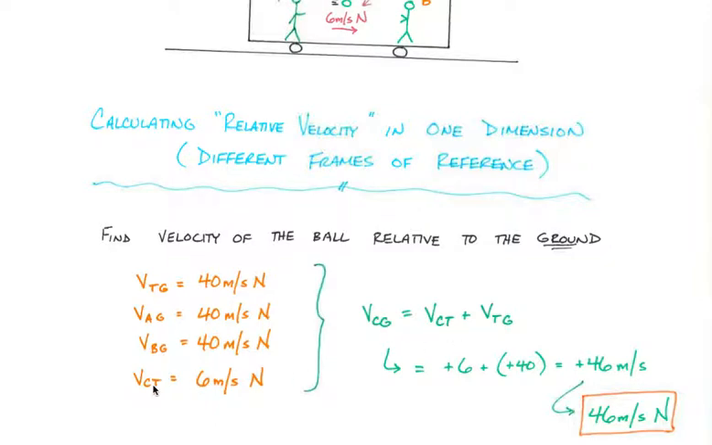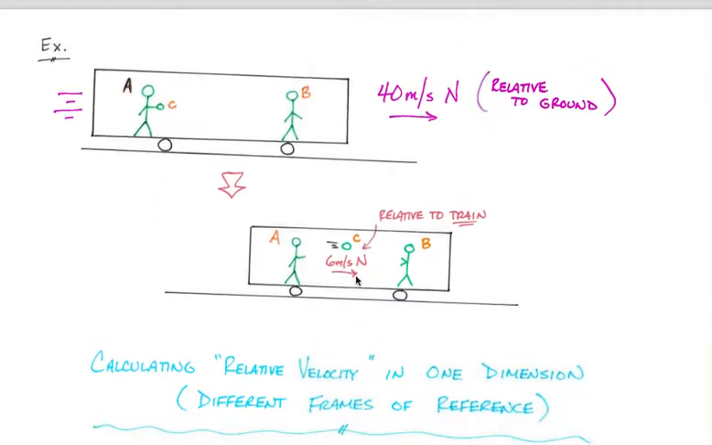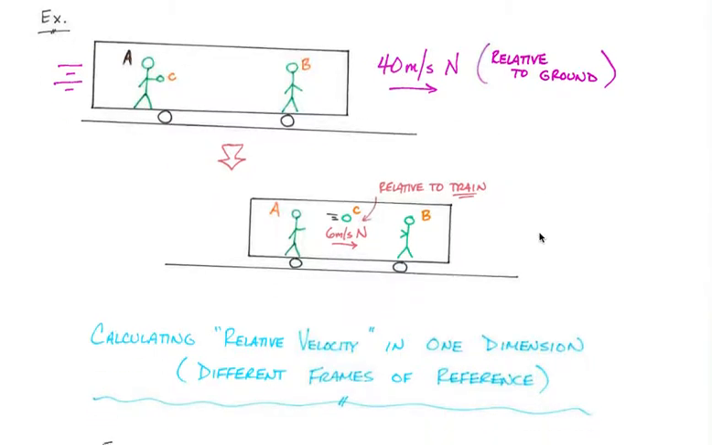So I do have the velocity of the ball, C, relative to the train, which is 6, so I made it positive, plus, remember we add in this case, the velocity of the train relative to the ground, which was 40. Since it's north, it'll be positive. And as we thought logically about before, you wind up with 46 meters per second north, because the 6 meters per second was basically just added on top of the 40.